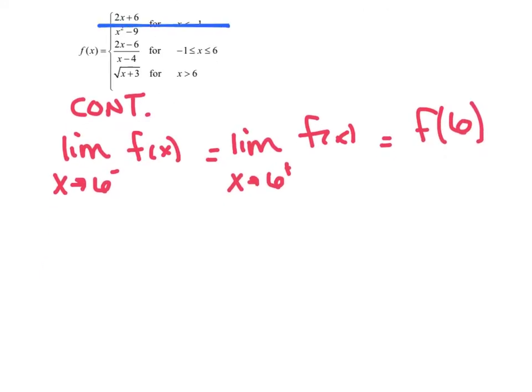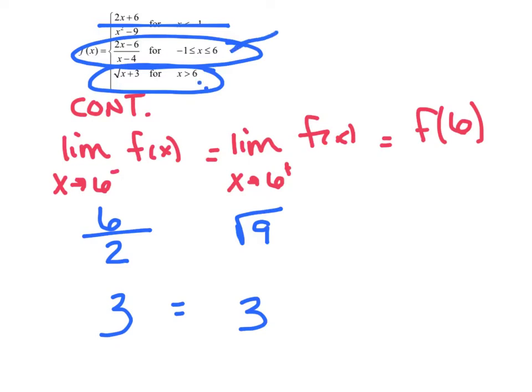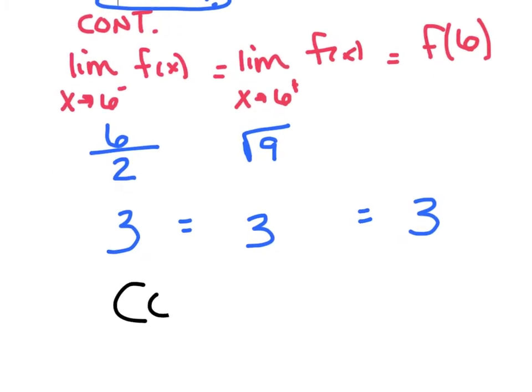So 6 is dealing with these two. The left side is this guy, and we're going to carefully plug in 6. 2 times 6 is 12, minus 6 is 6, and then 6 minus 4 is 2, so I get an answer of 3. 6 from the right would be this side. I get the square root of 6 plus 3, the square root of 9 is 3. And f of 6, which one of these has the equal sign, that's this guy here, is also 3. So now I can say my function is continuous. Okay, the left has to equal the right, has to equal f of.